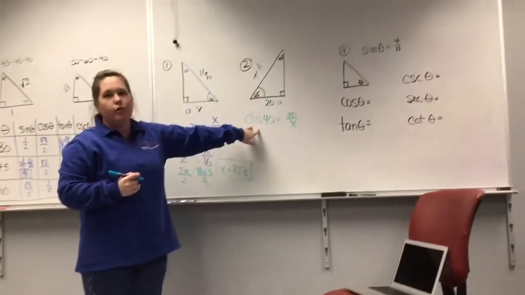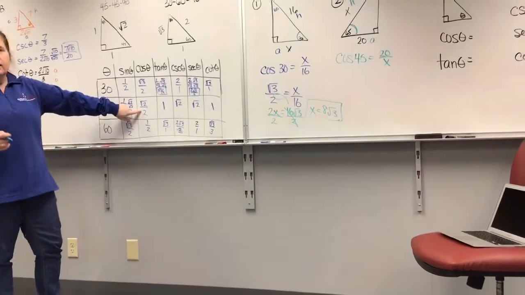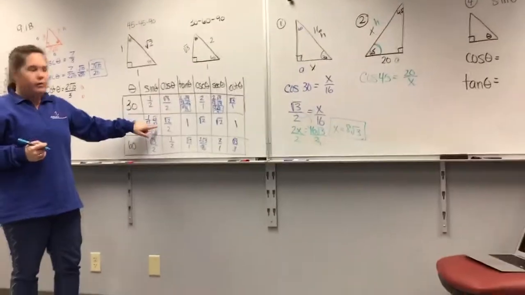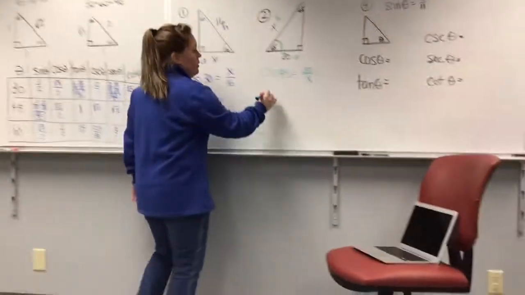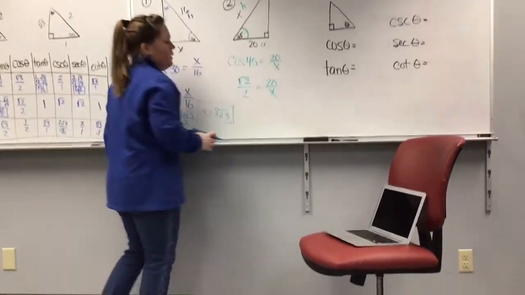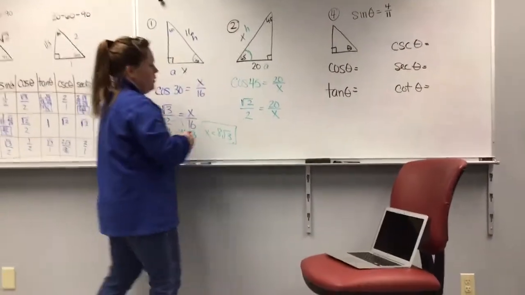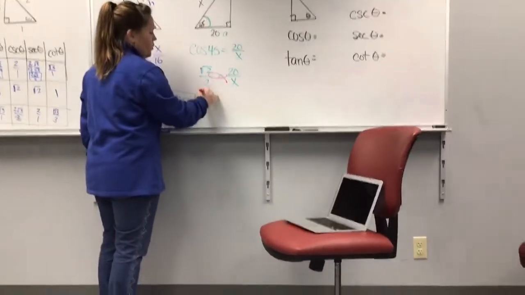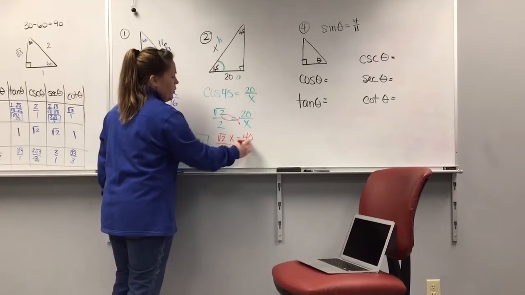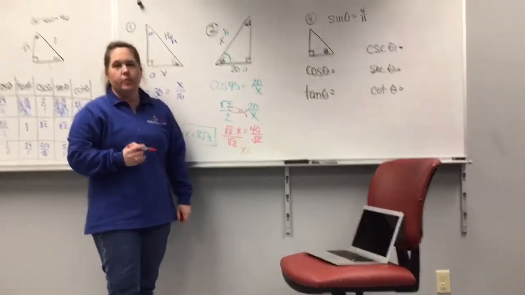Now, the cosine of 45 is equal to the square root of 2 over 2. So we are going to replace cosine of 45 with this fraction. Square root of 2 over 2 is equal to 20 over x. And again, fraction equal to a fraction. All we have to do is cross multiply these. So square root of 2 times x is equal to 40. If I divide that by the square root of 2, x is equal to 40 over square root of 2.